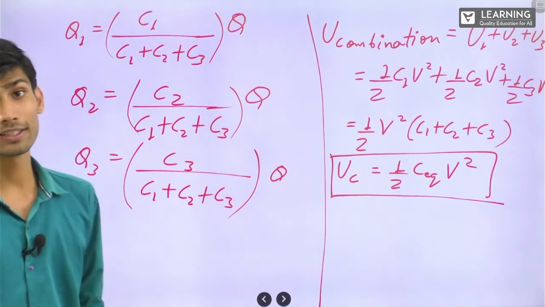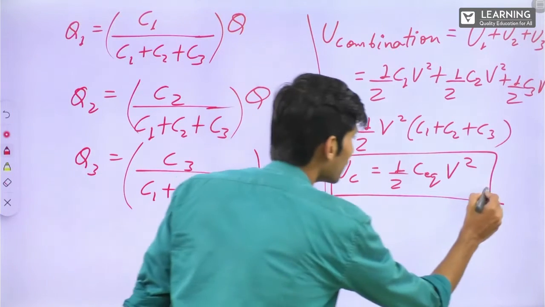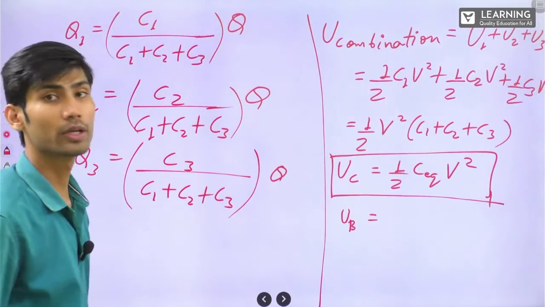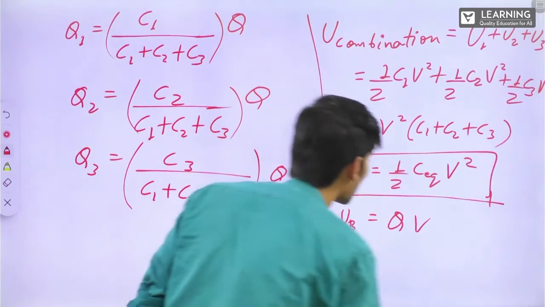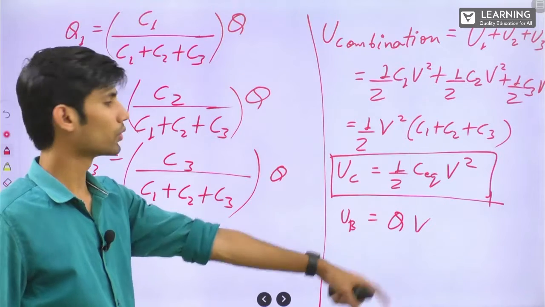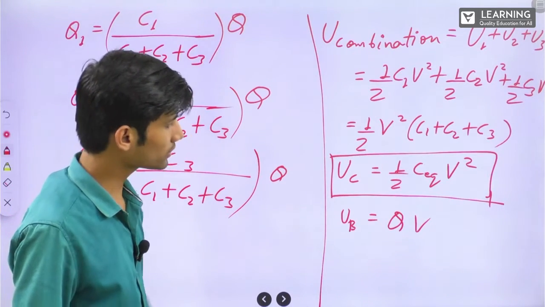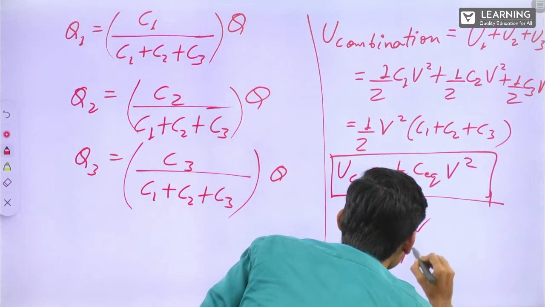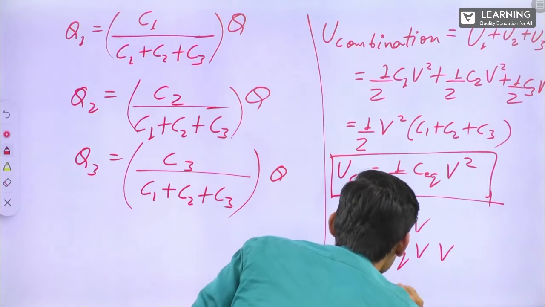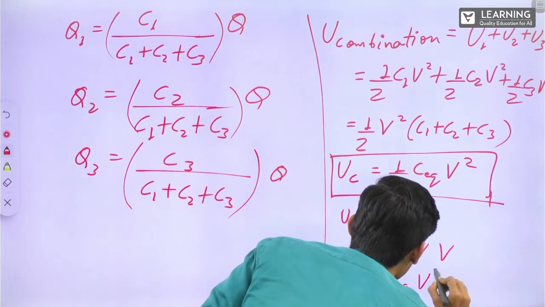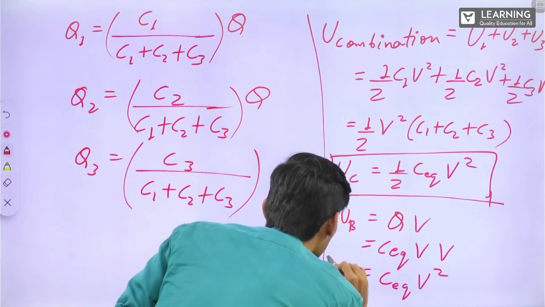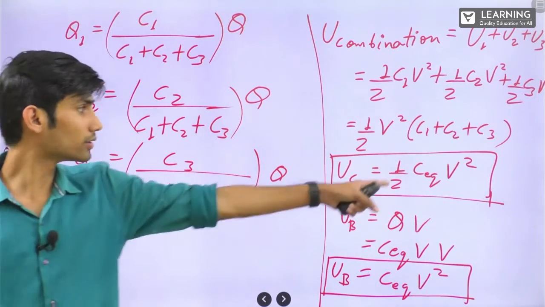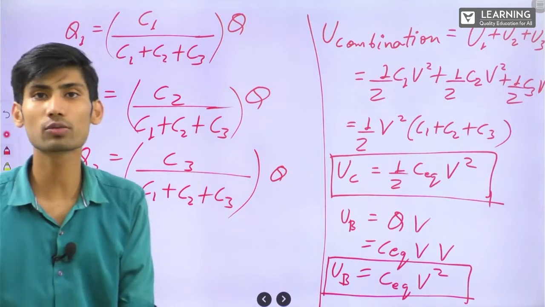Clear? Now energy supplied by the battery, UB. Energy supplied by the battery UB is Q into V. So now this Q is C equivalent into V. C equivalent into V, that is C equivalent V square. Again, if you see, this is half C equivalent V square, this is C equivalent V square.